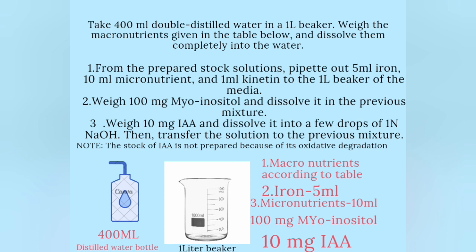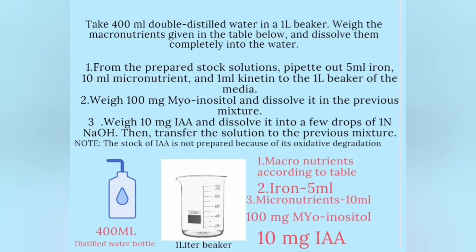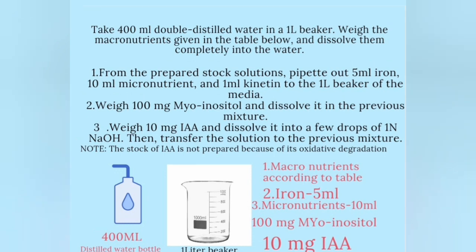2. Weigh 100 milligrams myo-inositol and dissolve it in the previous mixture. 3. Weigh 10 milligrams IAA and dissolve it into a few drops of 1N NaOH. Then, transfer the solution to the previous mixture. Note, the stock of IAA is not prepared.